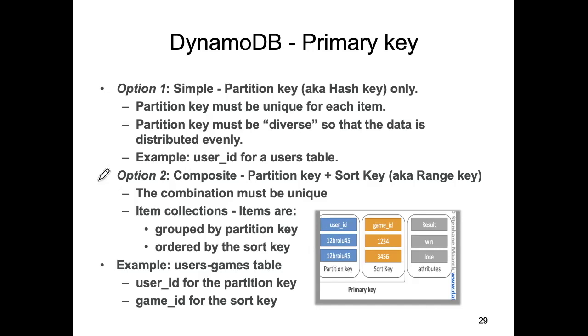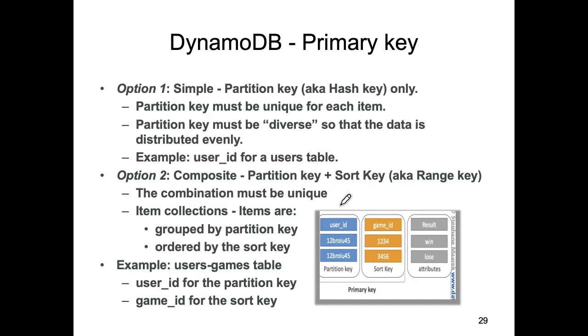But in this option 2, we're saying that there is a combination of two attributes associated with an item, which when those two attribute values are combined, uniquely identify an item within a table. And of those two attributes, you've got to choose one of them as the partition key attribute and the other one as what's called the sort key or hash key attribute. And again, the partition key will be the one that has the more diverse range of values.